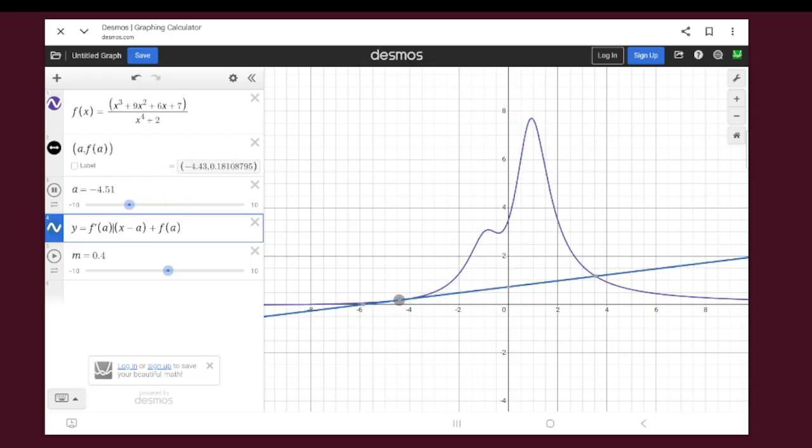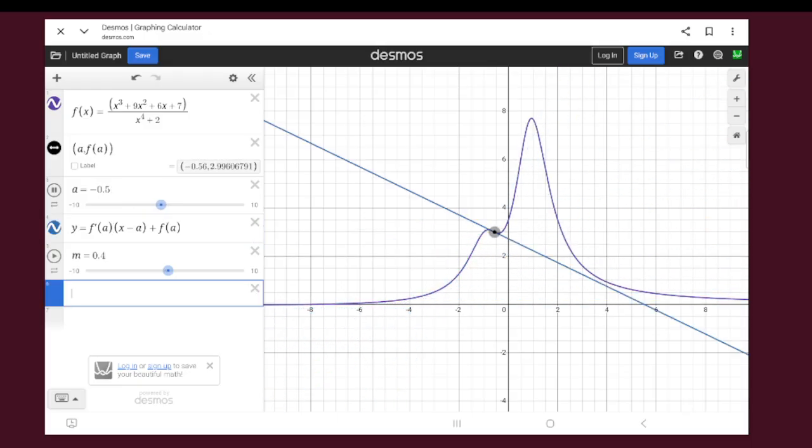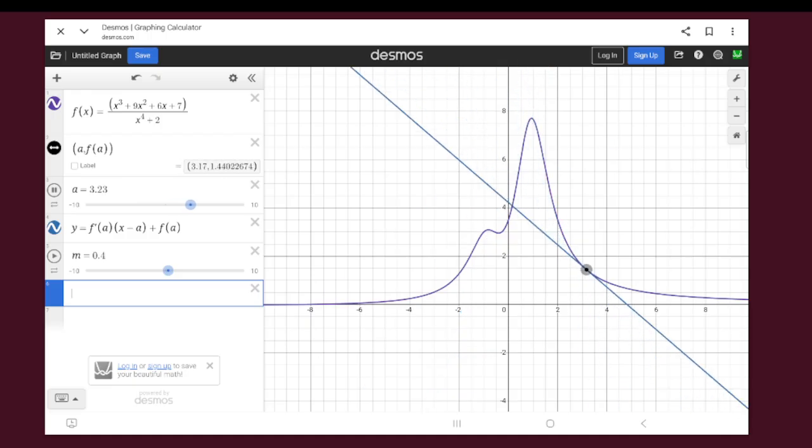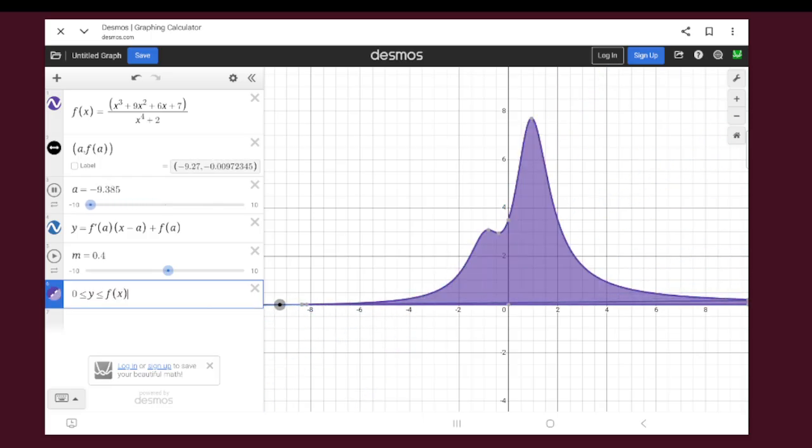All right. So the second main calculus concept is the integral. So let's make an area on here. Suppose I want to shade in the region where 0 is less than or equal to y is less than or equal to f of x. So that's the whole region.